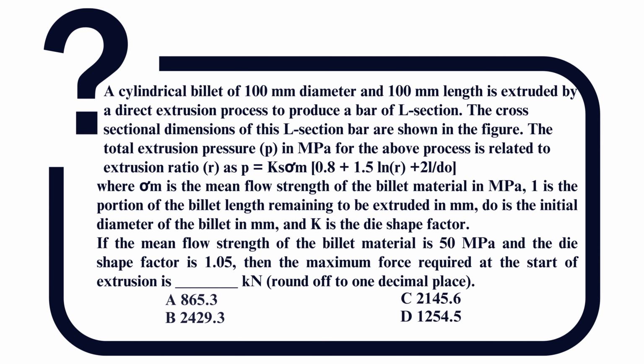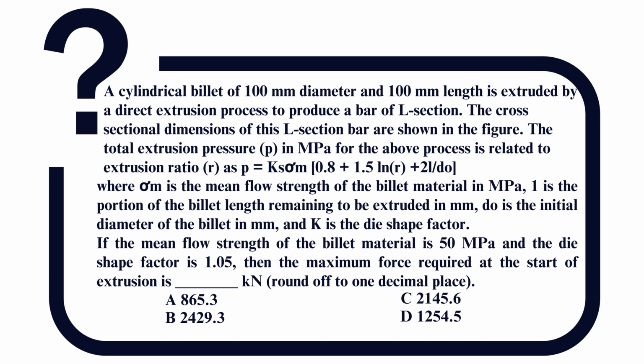Question is, a cylindrical billet of 100 millimeter diameter and 100 millimeter length is extruded by a direct extrusion process to produce a bar of L section. The cross-sectional dimensions of this L section bar are shown in the figure. The total extrusion pressure P in megapascal for the above process is related to extrusion ratio R as P equal to Ks into sigma m into 0.8 plus 1.5 ln R plus 2L by D0, where sigma m is the mean flow strength of the billet material in megapascal.